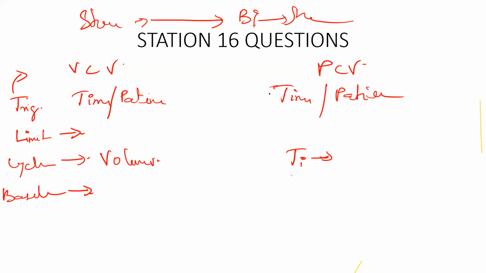What is baseline? Baseline is nothing but the PEEP you set. If you don't set PEEP, the baseline airway pressure will be 0. If you set a PEEP, the baseline airway pressure will be the PEEP amount you set.